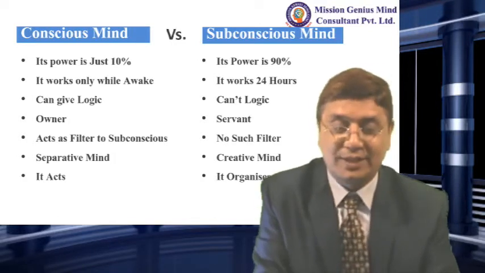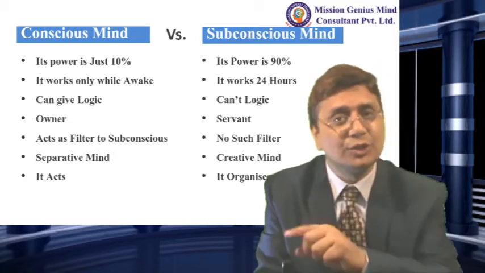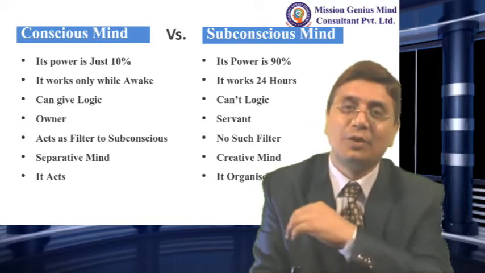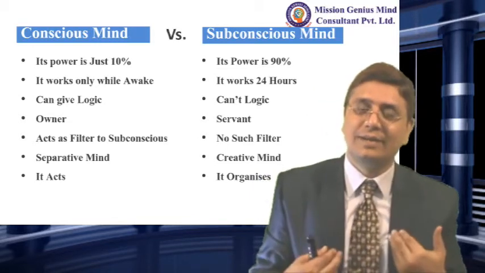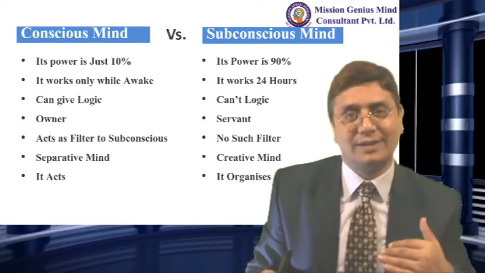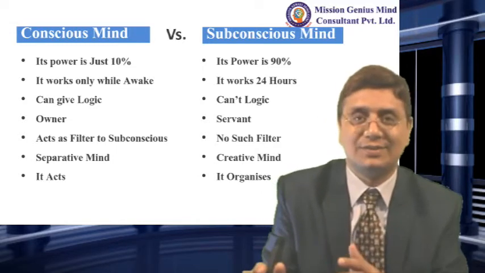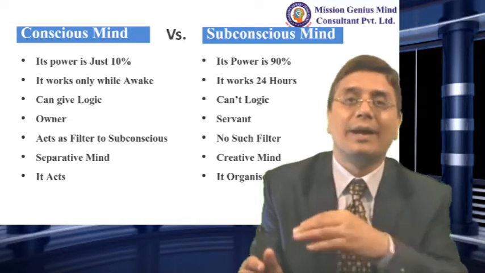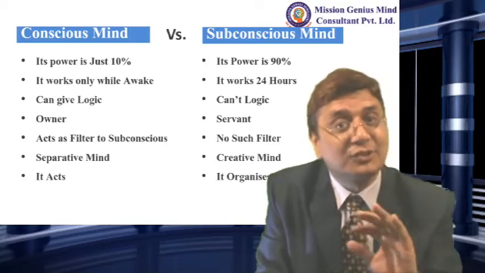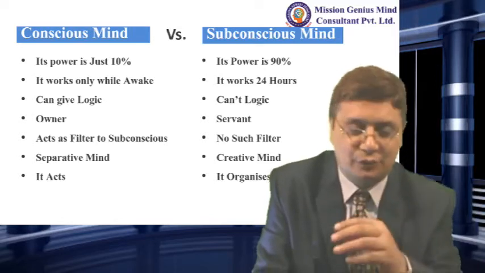The conscious mind is the owner, the subconscious is the servant. But most of the time, the subconscious is so powerful that it takes over us, and we do not have control over things. It is just governed directly by the subconscious mind. The conscious mind acts as a filter to the subconscious. In the subconscious, there is no such filter.